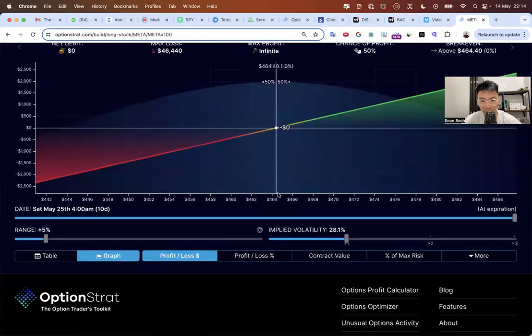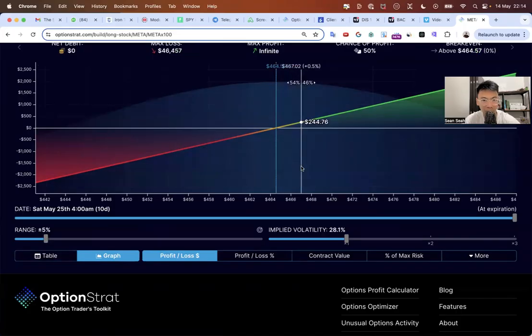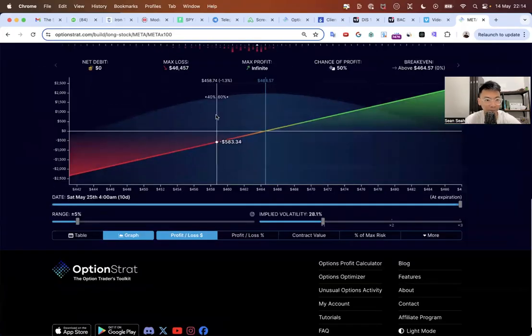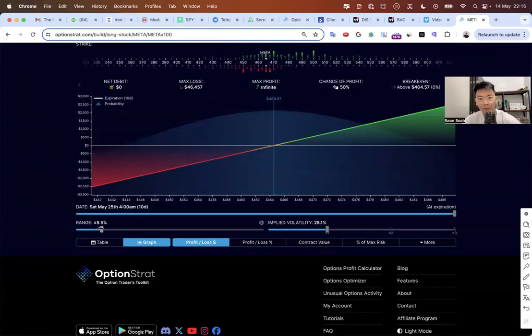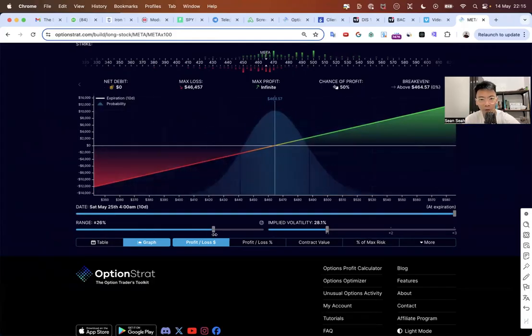On the left side, if the price drops, it goes to the left: 460, 450, 440, and so on. You can adjust the range by using this particular bar range. Now it's plus or minus 5%. Is it 5% of the share price? Okay. So I can shift it all the way.